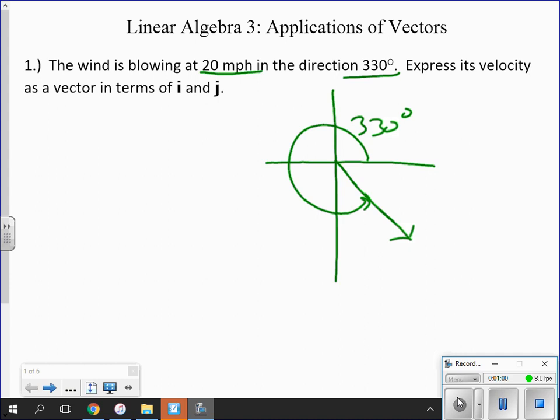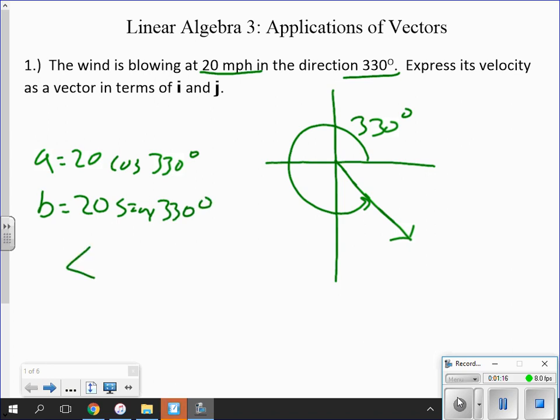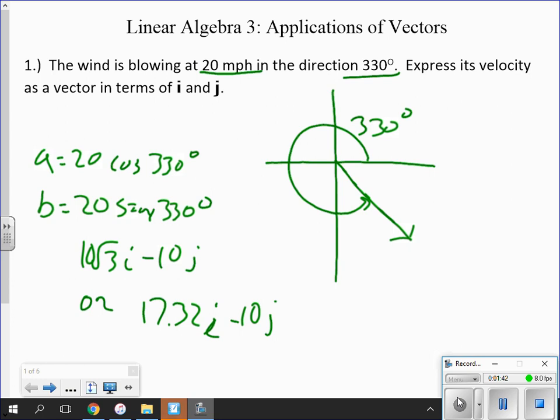That's very easy to convert to terms of i and j. a equals 20 times the cosine of 330 degrees. b is equal to 20 times the sine of 330 degrees, and that gives us the vector, sorry, we want it in ij form, 10 root 3 i minus 10j, or 17.32i minus 10j. Piece of cake. That's the easy one.